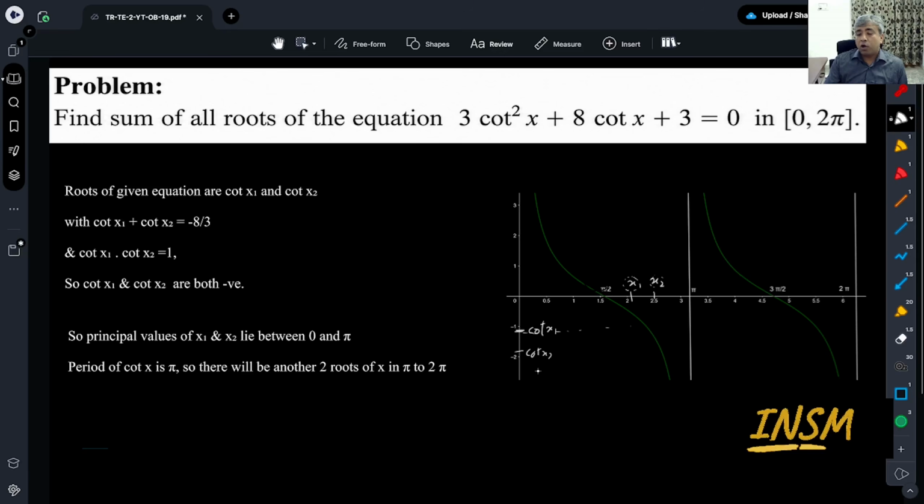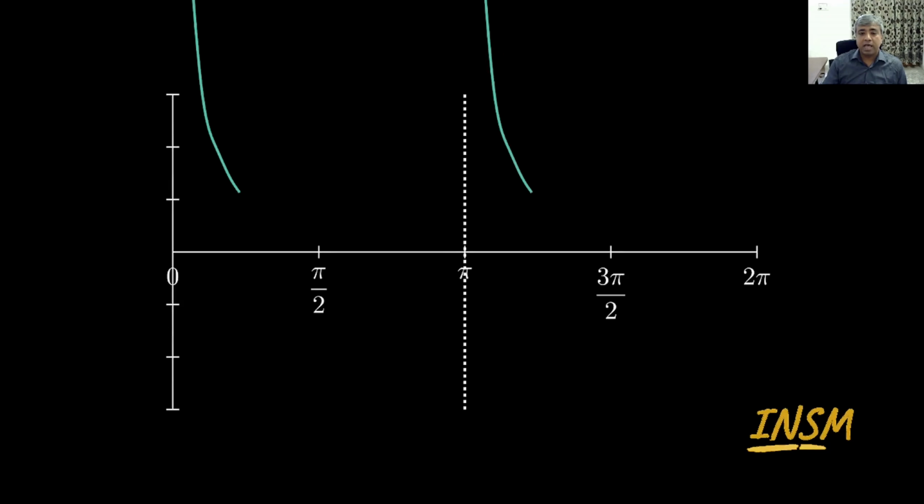Now the same value that cot x1 and cot x2 are getting, it will get after pi also. So the roots for x will not be 2. Between 0 to pi you can see that x can take two values x1 and x2, but between 0 to 2 pi it will take four values. You see this in this animation.